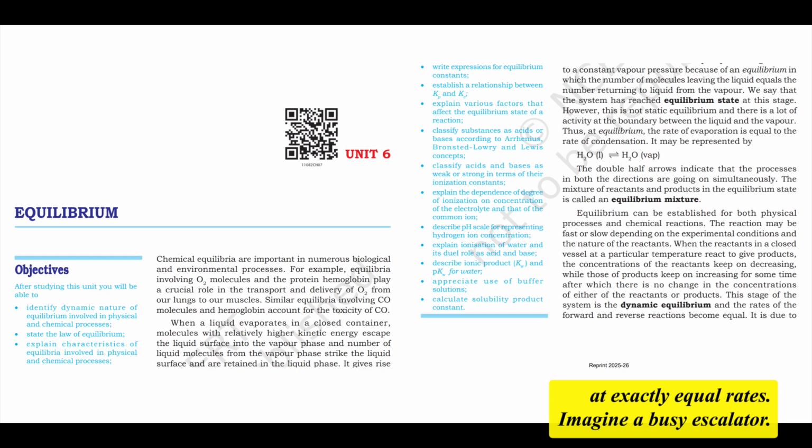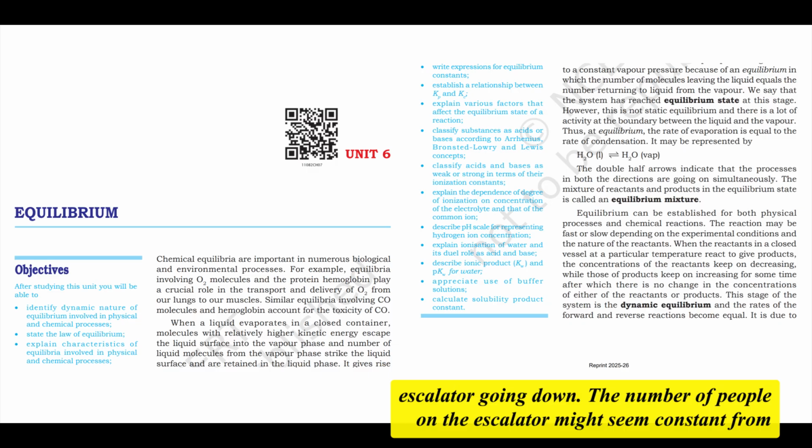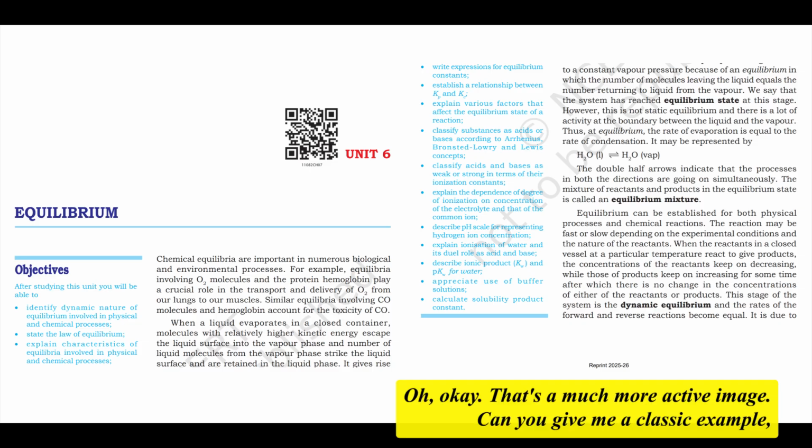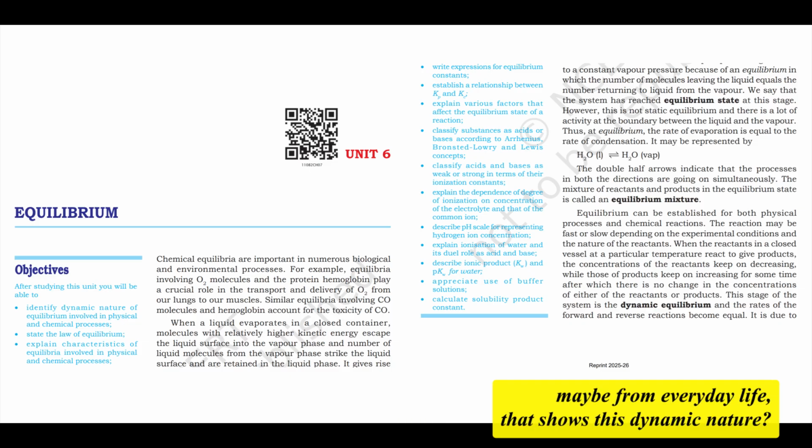Imagine a busy escalator. People are constantly going up, right? And at the same rate, new people are stepping onto the escalator going down. The number of people on the escalator might seem constant from afar, but there's a lot of hidden activity. Oh, okay. That's a much more active image. Can you give me a classic example, maybe from everyday life, that shows this dynamic nature?